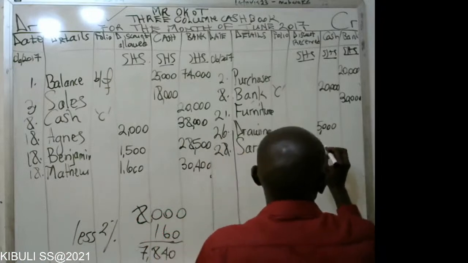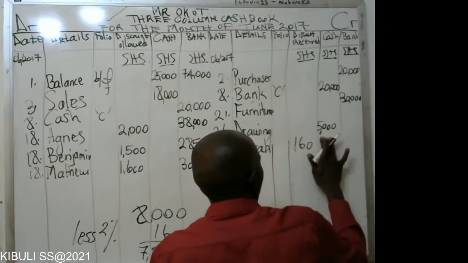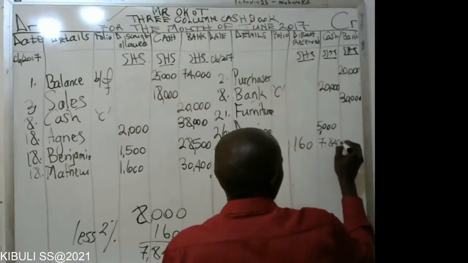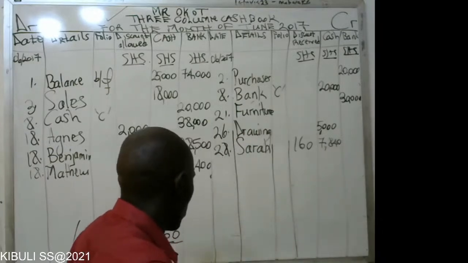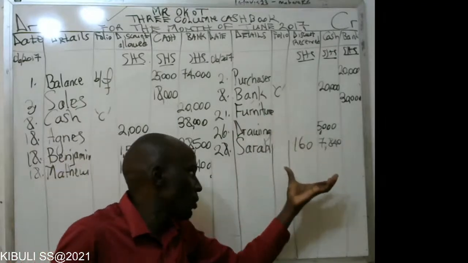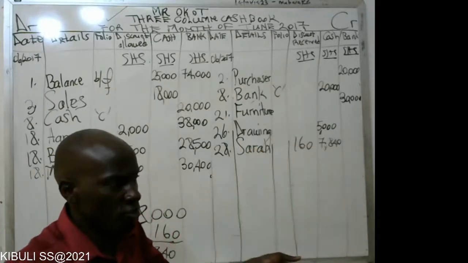That is the amount of money we paid to Sarah. It was by cash, so you come in the cash column and write 7,840 shillings. So, class, that is how we record the discounts in the 3-column cash book.